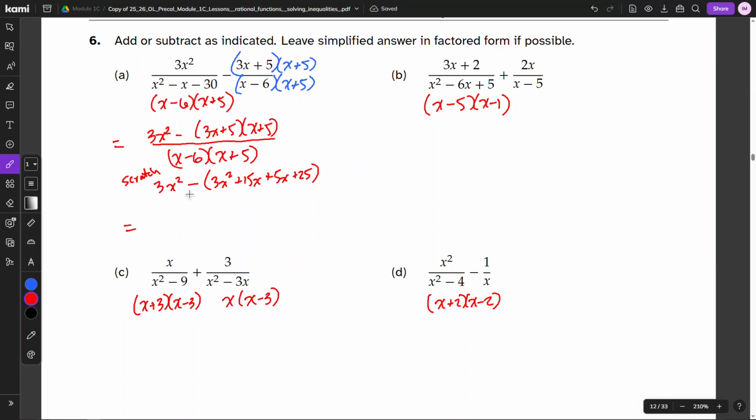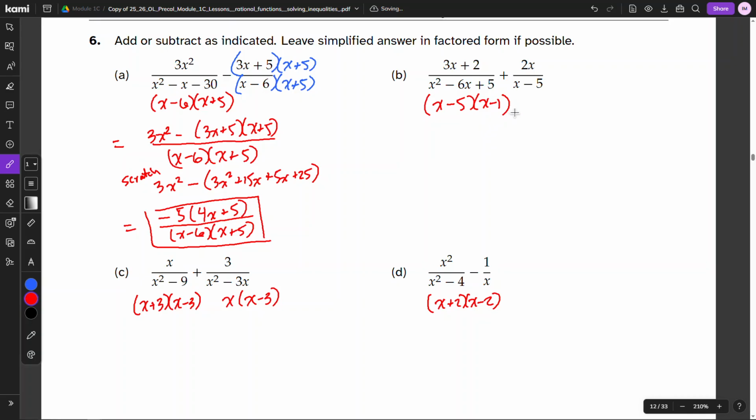So that means I have 3x squared minus 3x squared, so I'm going to have negative 15x minus 5x, so that's actually negative 20x. So let's rewrite that. It's going to be negative 20x, and I'm going to have 25, so I'm able to factor out a negative 5, and I'm going to have a 4x plus 5. That's the numerator, and the denominator will be x minus 6 times x plus 5. So there is my factored form.